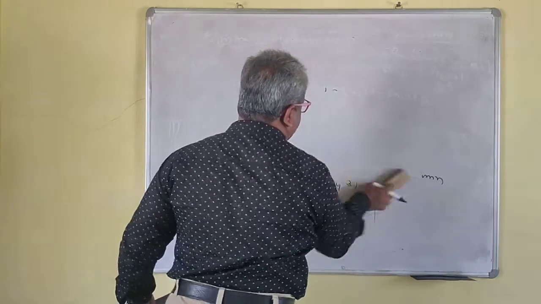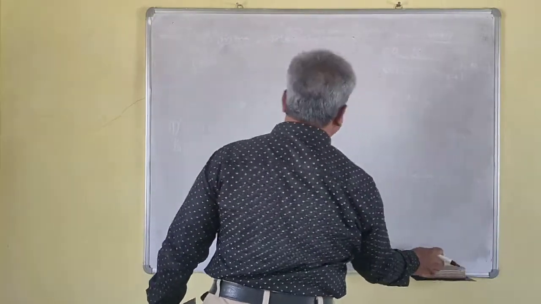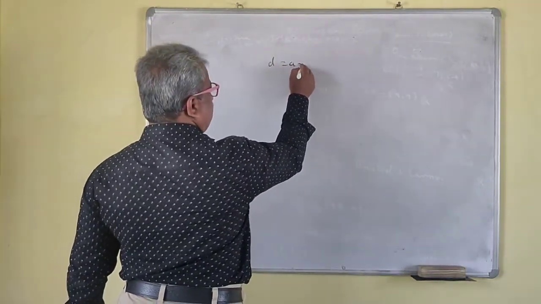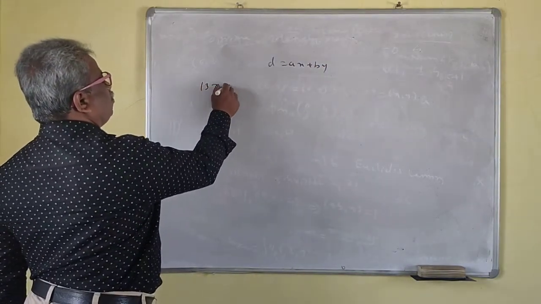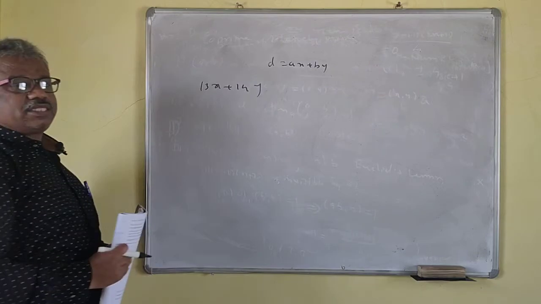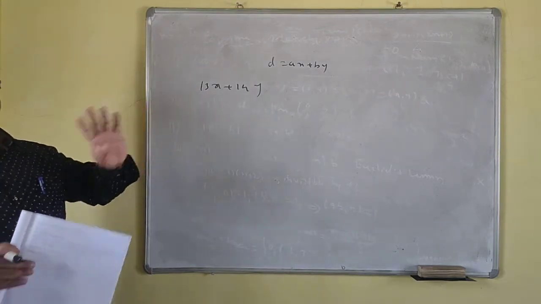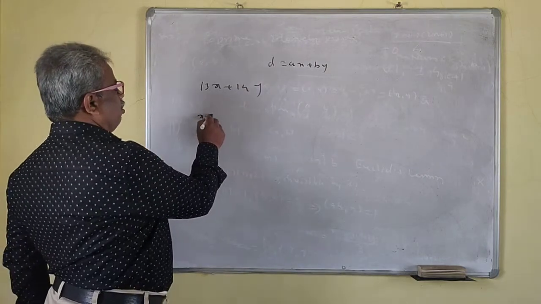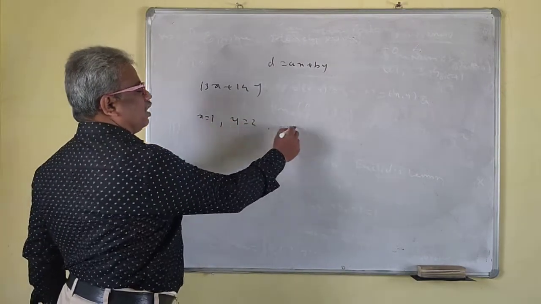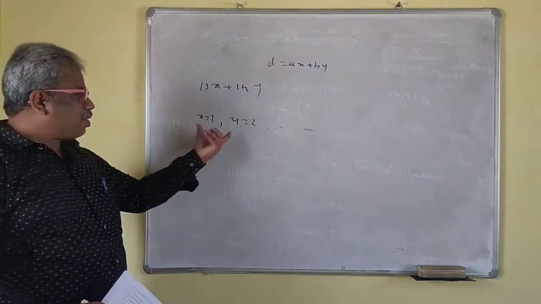So we have seen that every GCD can be expressed in the form Ax plus By. Suppose we want to find x and y such that 13x plus 14y gives the GCD. Don't do anything else, just take the options given, like x is equal to 1, y is equal to 2. Options are given, so pick from them.